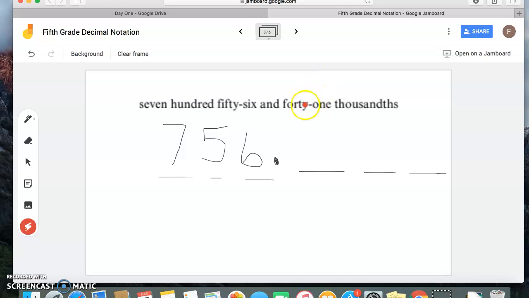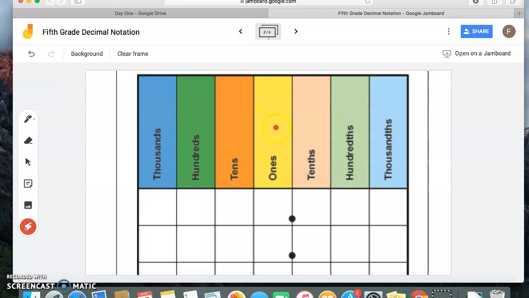Now, looking at this example here, 756 and 41 thousandths. My first recommendation to all of you is drawing the lines to represent each digit. Now here I have my hundreds, my tens, my ones, then my decimal point, then I have my tenths, my hundredths, my thousandths. You need to have a digit in each of these spots. Now as you're completing your work today and as you're going through this video, you can always refer right back to this here to help you when writing these numbers in standard form.